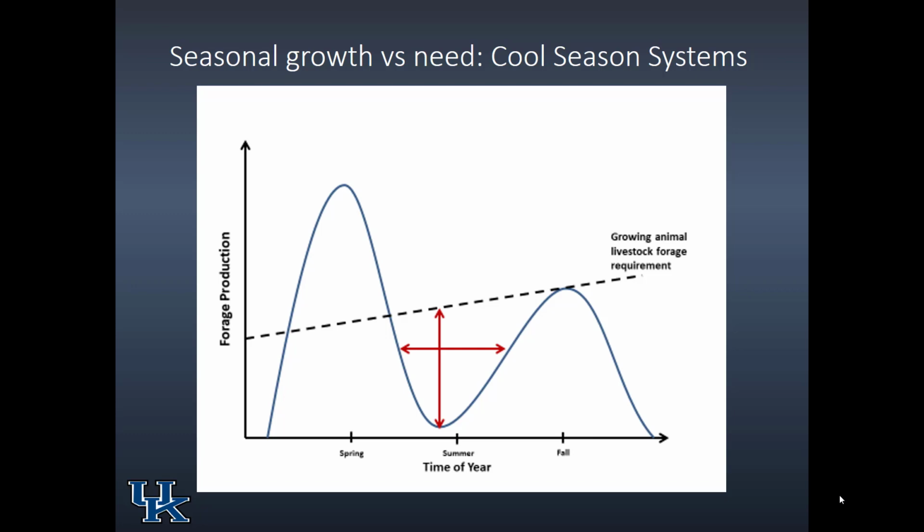First of all, if we've got a cool season base, even an alfalfa grass base, which is more productive in summer than some cool season species, you're going to end up with something like this. You're going to get peaks of growth in the spring, a lesser peak in the fall, and deficits in the midsummer and in the wintertime below what the growing animal livestock forage requirement is.